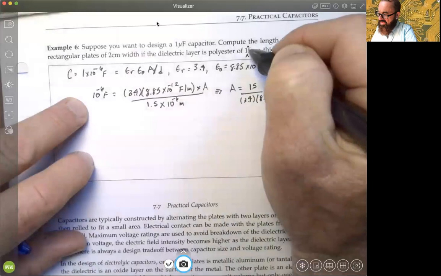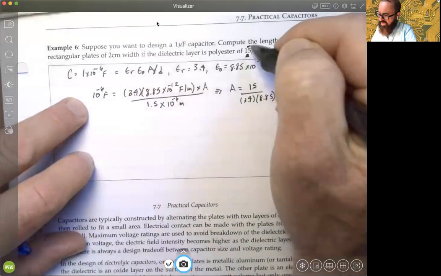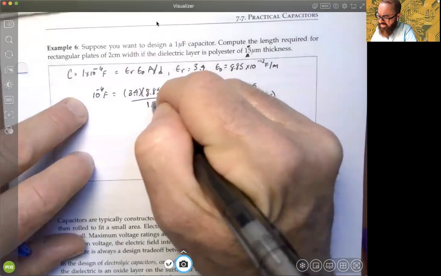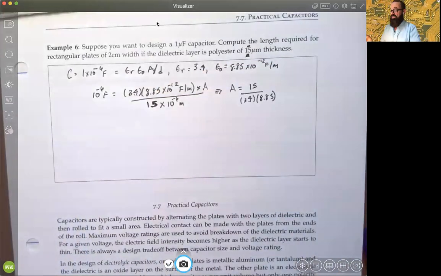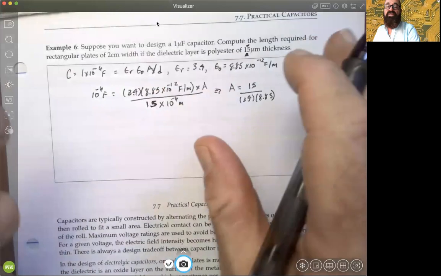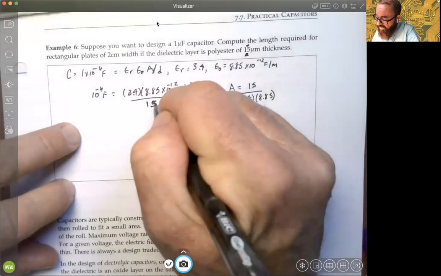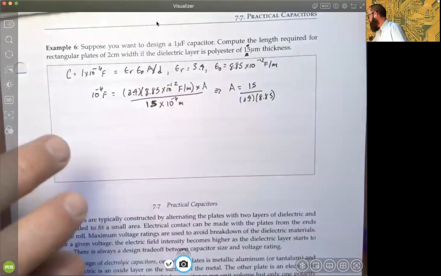Let's actually, now that I think about it, the 15 is fine. I just wrote this wrong. I'm sorry. I'm looking at my calculations. I really did want it 15. So let's leave this alone. It really should be 15 micrometers. Okay. I just had written in my notes 1.5. So that should be 15 there. Okay.